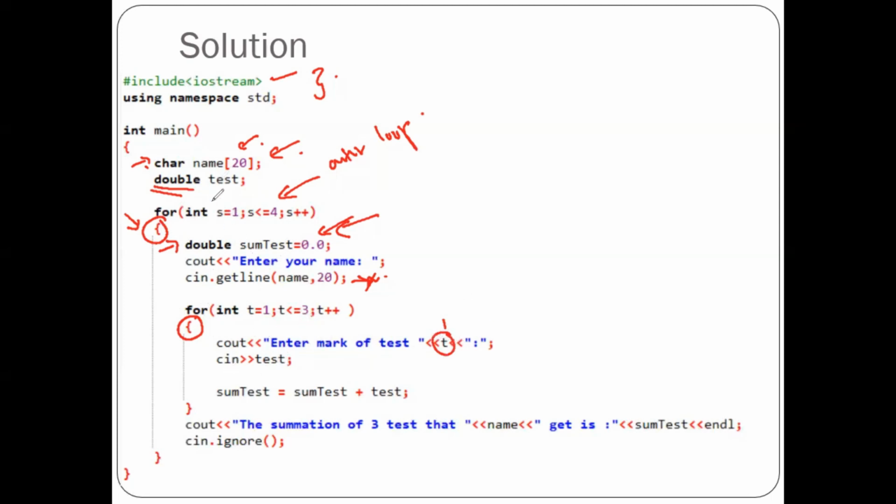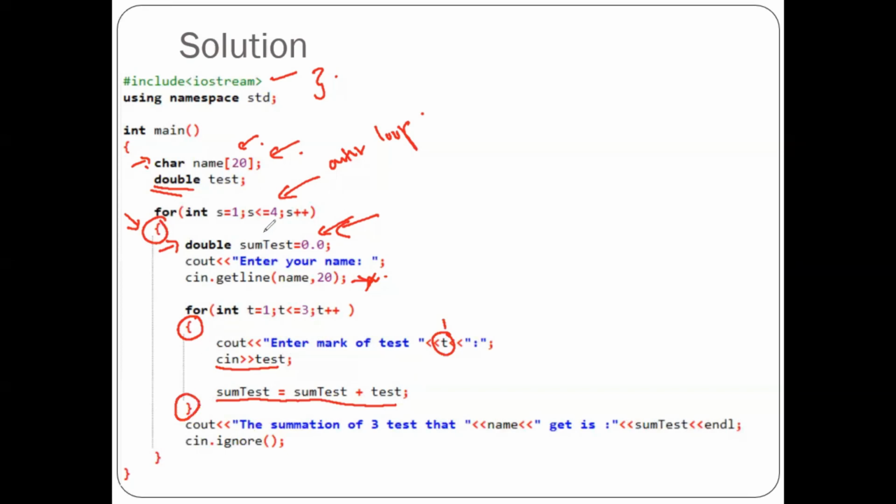So cin test. Remember, if you declare the test using double, integer and so on, the input statement is normal. Okay, cin more than test. Okay, this is the calculation: sum test equals sum test plus test. This is known as the running statement. To calculate the test for one student, you want to calculate the summation of 3 tests for that one student. So you close the inner loop.